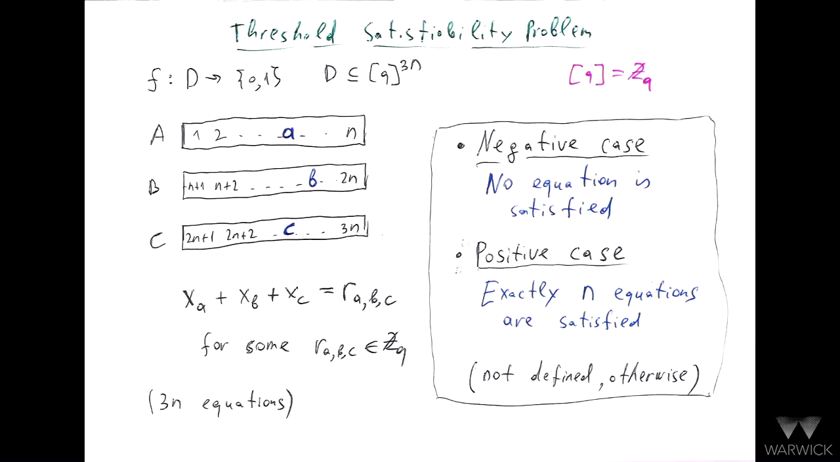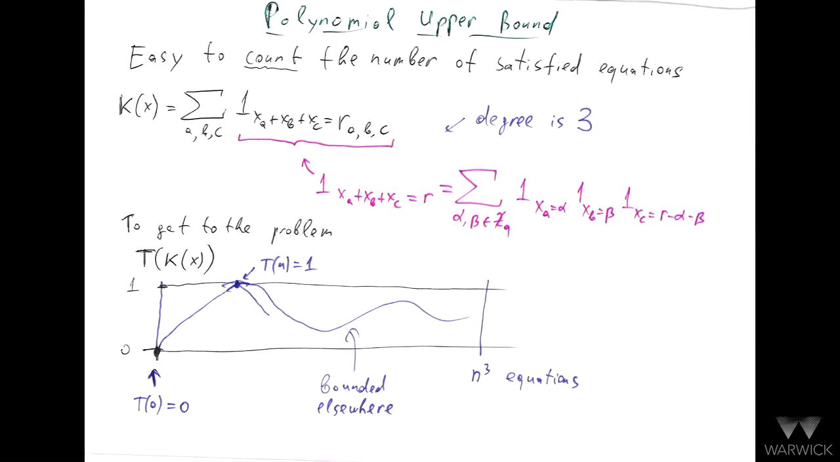So it's a bit like a PCP-ish thing. But in this case, now we're going to the polynomial upper bound. The first observation is that it's easy to count the number of satisfied equations. That's the thing that I care about, whether it's 0 or n.